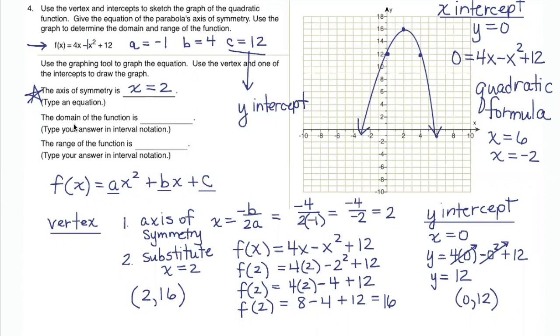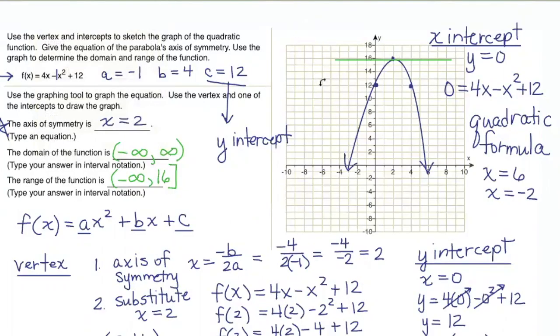Answering the remaining questions, the domain of the function, I attempt to name the lowest and highest x values. I can't do that with quadratic equations, so they're always going to have a domain of -infinity to +infinity. And for the range, I try to name the lowest value, but there's arrows. So my lowest value will be -infinity up to my highest value, which is going to occur at the vertex. And that's at y equals 16, and we do equal 16, so square bracket on the right.